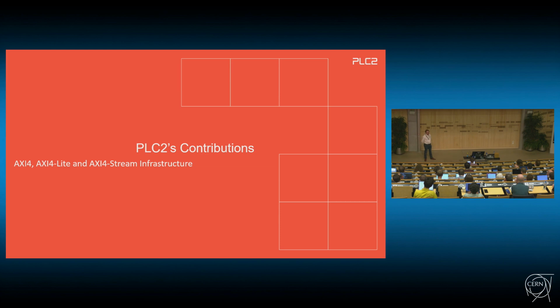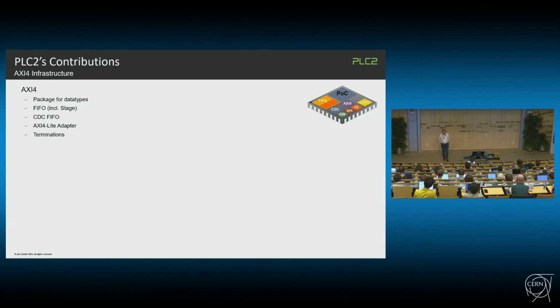Okay, what has PLC2 contributed to this, what was existing there? That's mainly the AXI infrastructure. So we are talking about packages and AXI FIFOs. Actually, it's more or less a wrapper around the existing FIFOs. In AXI, you have 5 streams, so you put in 5 FIFOs, you connect them accordingly, and then you have your AXI FIFO. We implemented this, of course, for CDC. We made adapters from AXI4 to AXI4-Lite, and we have termination modules, similar for AXI4-Lite implementations. And here we also have a generic register.